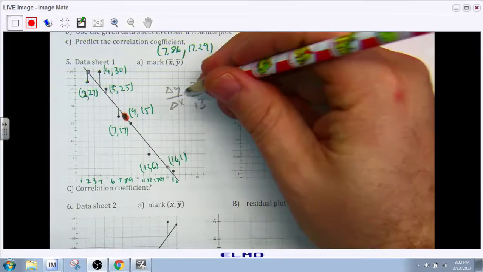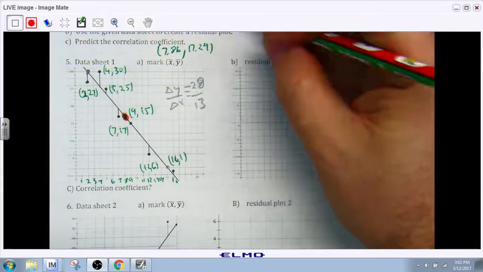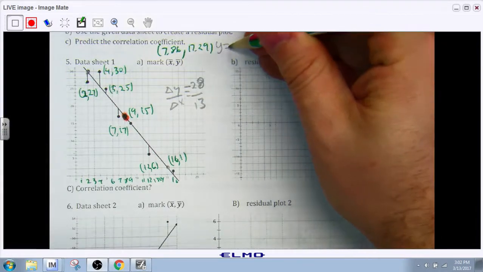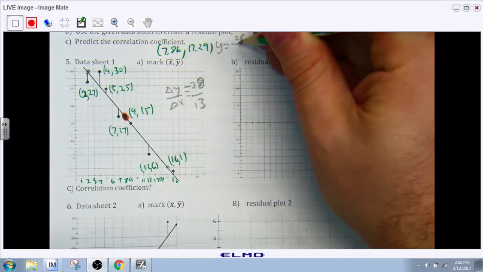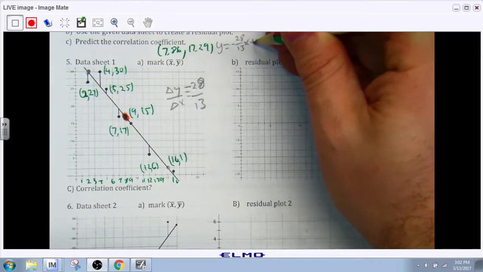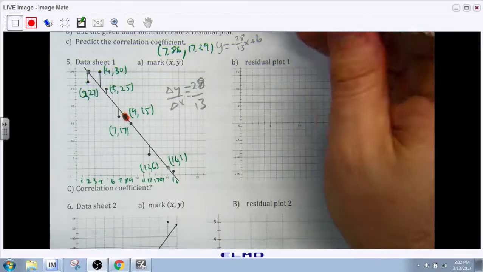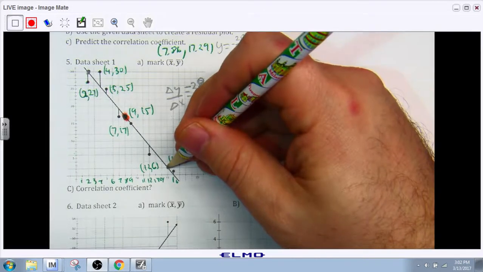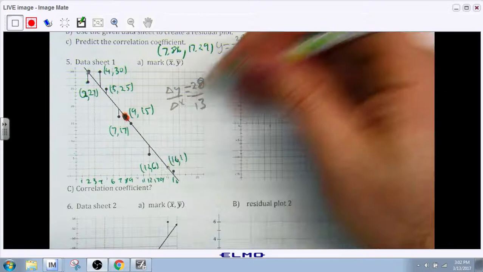We know that it's a negative change. So we know that the equation is going to be something like y equals negative 28/13 x plus some b. We don't know what the b is, but we can plug in this number, 15, 2.